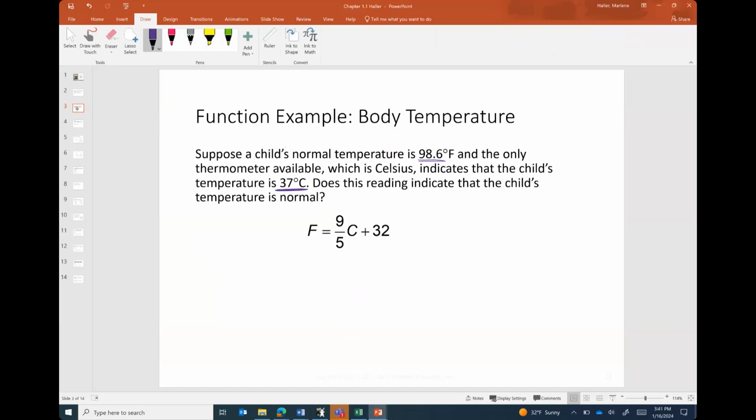Well, we would use this function listed here to convert that Celsius temperature to Fahrenheit. This is a function to determine Fahrenheit temperature. It is a function of Celsius temperature, right? Well, let's see what that Fahrenheit temperature would be. It's going to be 9/5 times that temperature in Celsius, which is 37 degrees, and then plus 32.